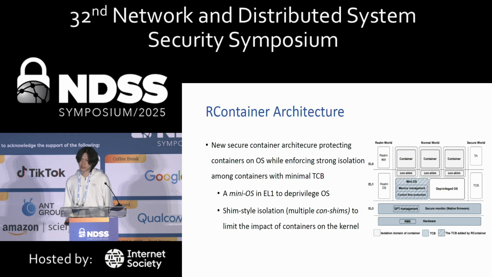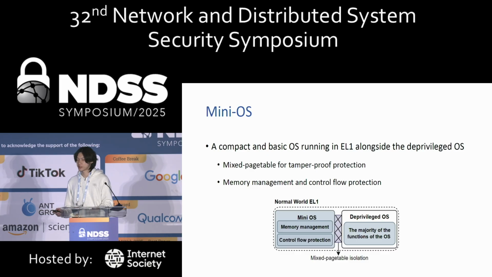So we came up with our RContainer. It is a new secure container architecture that protects containers on an untrusted OS and enforces strong isolation within a minimal TCB. It uses a mini OS in EL1 to deprivilege the OS, and shim-style isolation to limit the impact of the containers on the kernel. The first one is the mini OS. It is a compact and basic OS running in EL1 alongside the deprivileged OS. It has a mixed page table for tamper-proof protection, memory management, and also control flow protection.